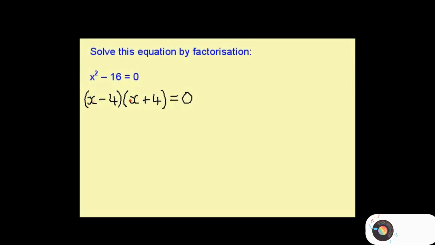Because I've got two things multiplied together, giving me 0, if this bracket is 0, then x must be 4. And if this bracket is 0, then x must be minus 4. These are my two solutions to my equation.